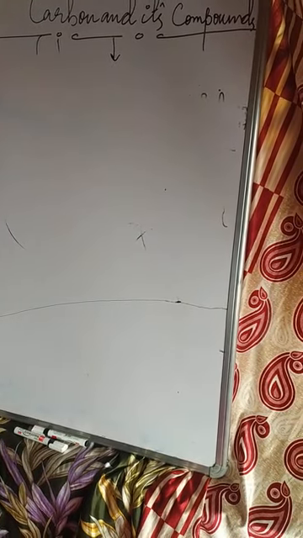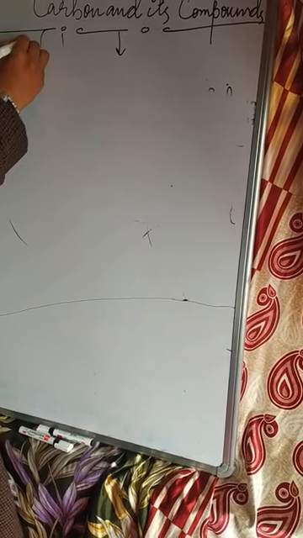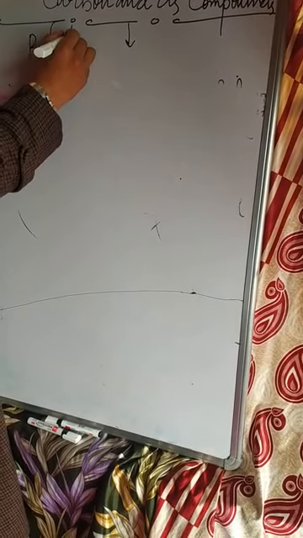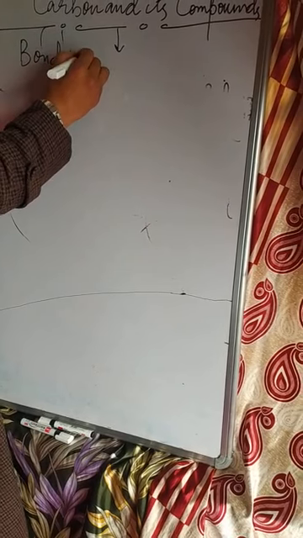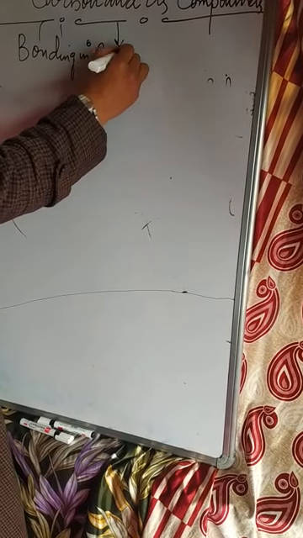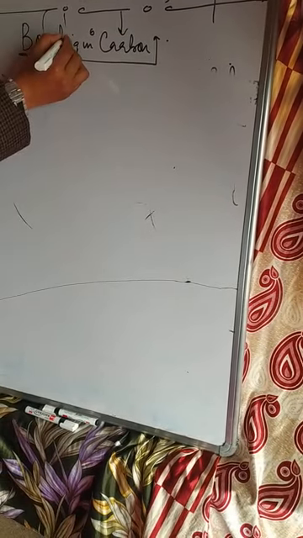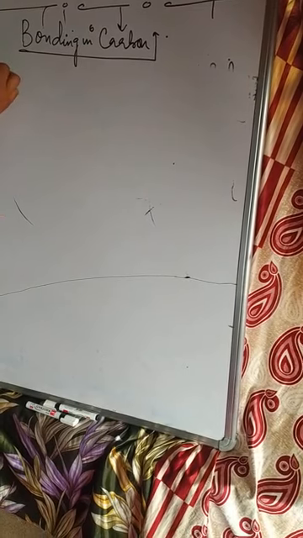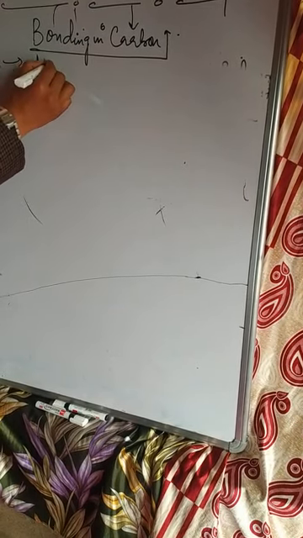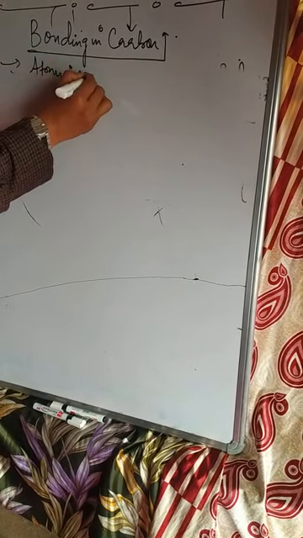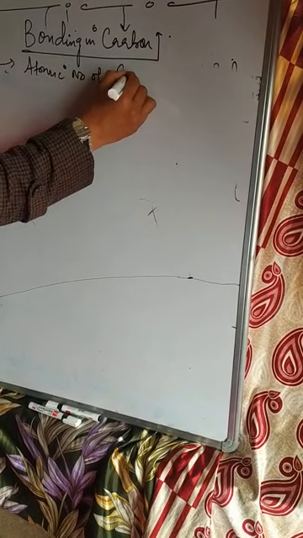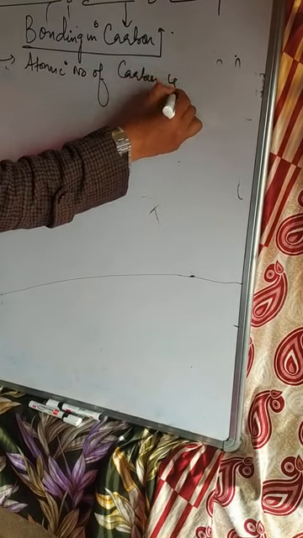Let me take this carbon more forward. Now we have bonding in carbon. Bonding in carbon. This is a very important topic. As far as bonding in carbon is concerned, the atomic number of carbon is 6.